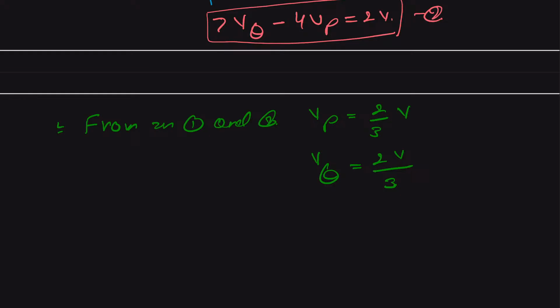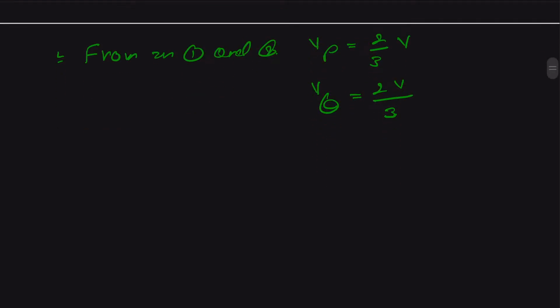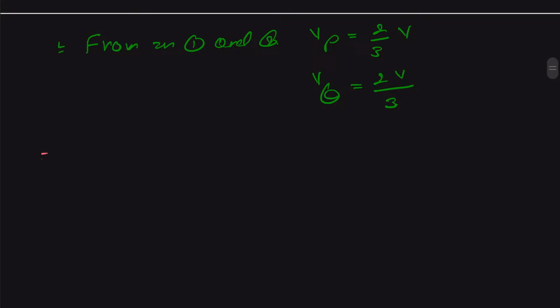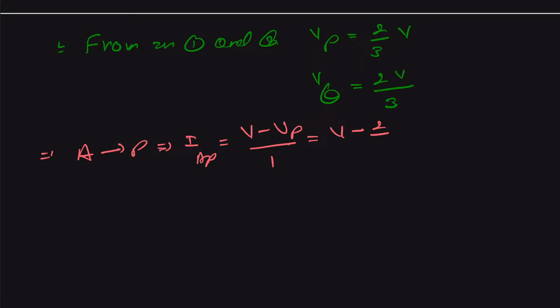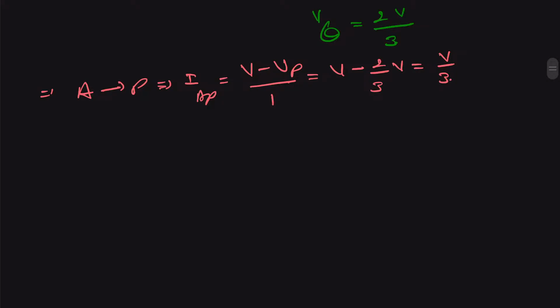Therefore now we can easily find out the value of the currents. Therefore we can say that our current from A to P, let us call this as our IAP, will be equal to V minus Vp upon 1, and this comes as V minus 2 by 3 V, giving us V by 3. Then we can find out A to Q, and A to Q, let us call this as IAQ, will be equal to V minus Vq upon 2.